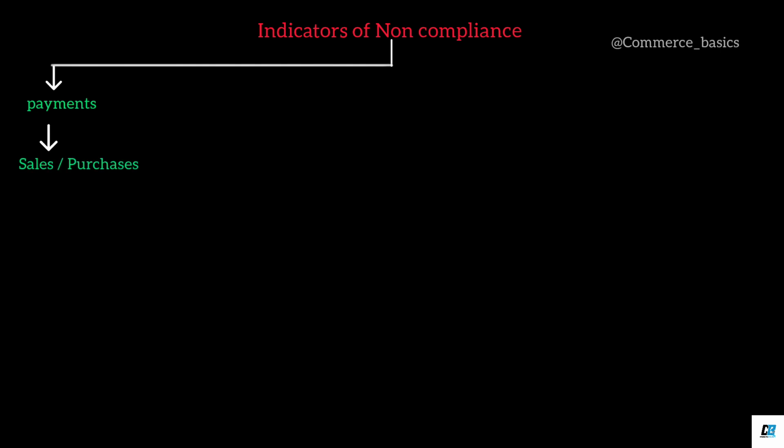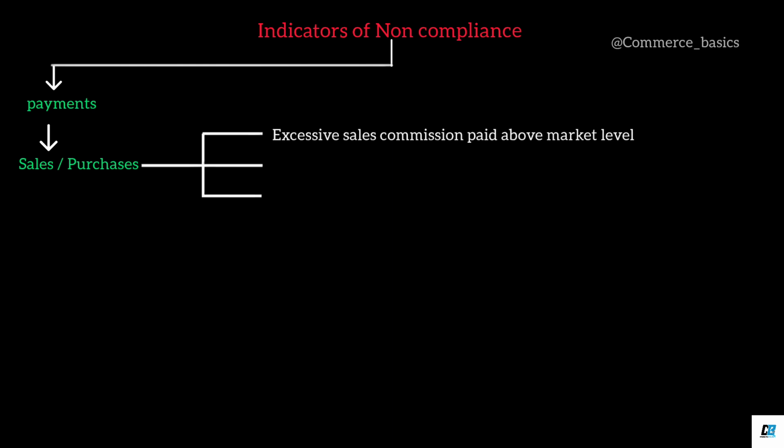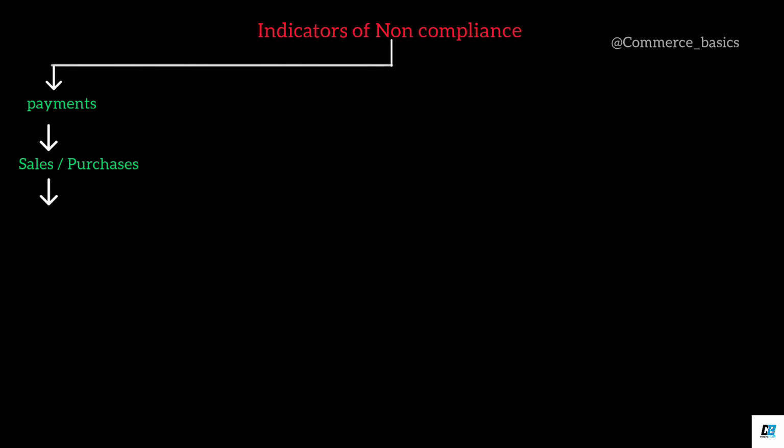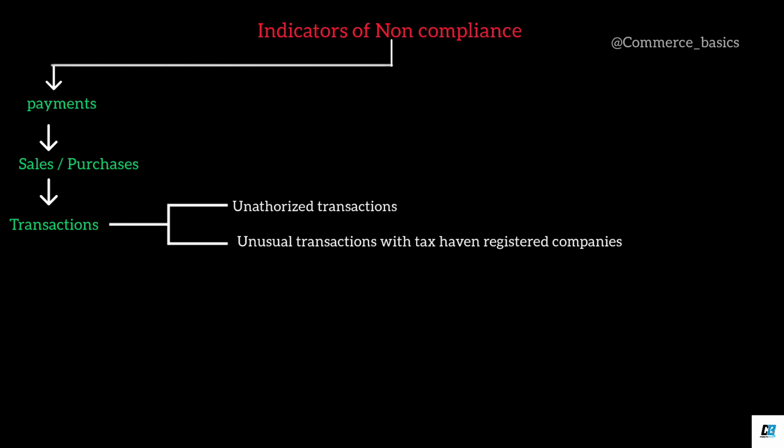Next, regarding sales and purchases. The entity paying excessive sales commission above market level is an indicator of non-compliance. Also, purchasing at a price very significantly above or very significantly below market price is also one kind of indicator. And if they are purchasing from one country and paying to some other country, these are all related to non-compliance. Next, related to transactions. If the entity is involved in any unauthorized transactions or unusual transactions, or with tax haven registered companies, these are all kinds of indicators.